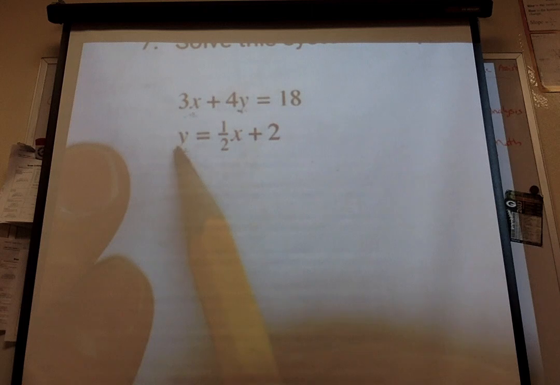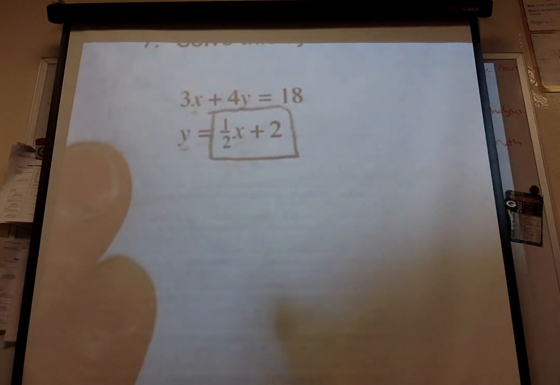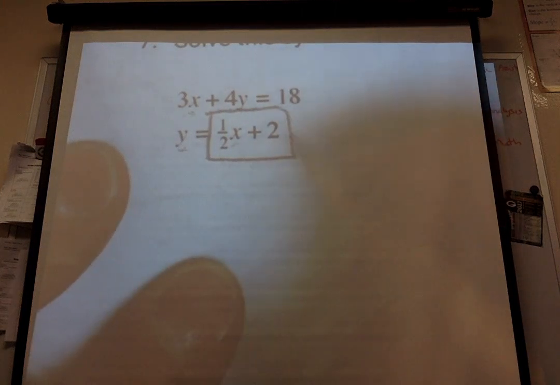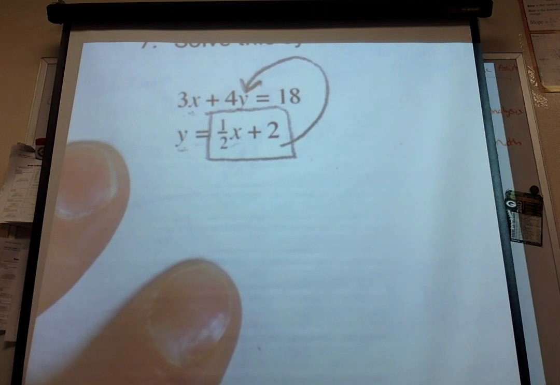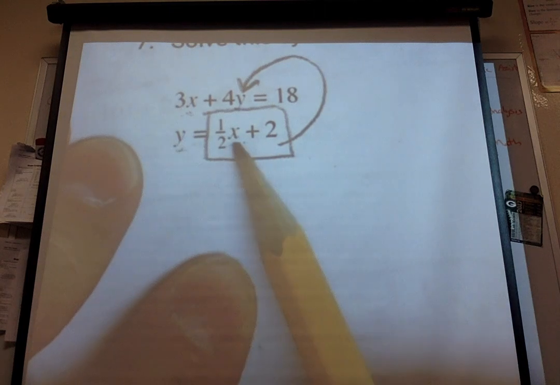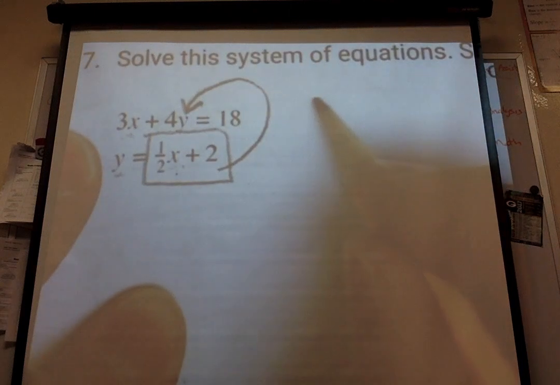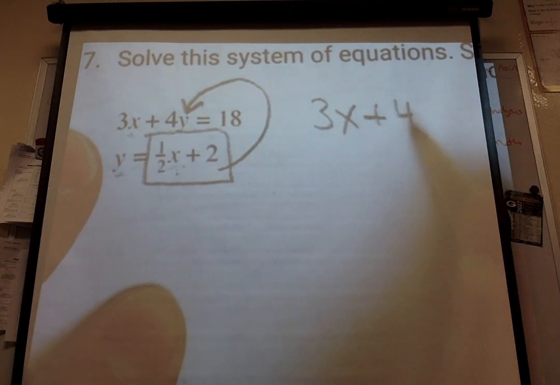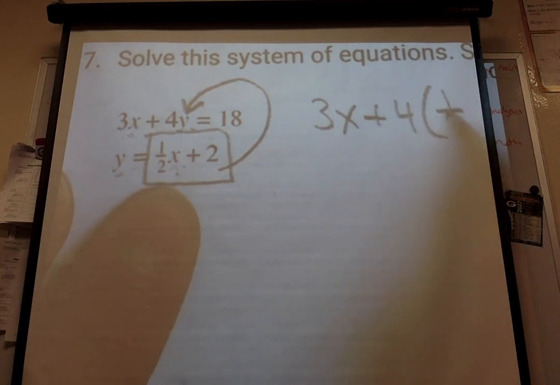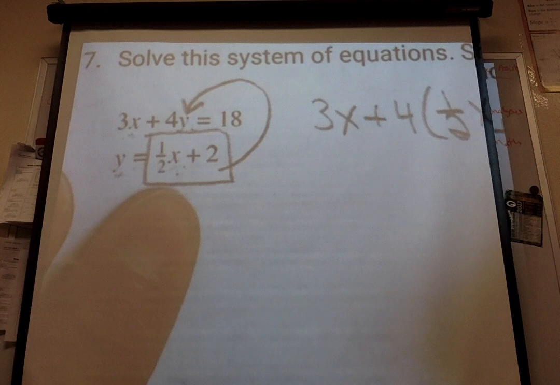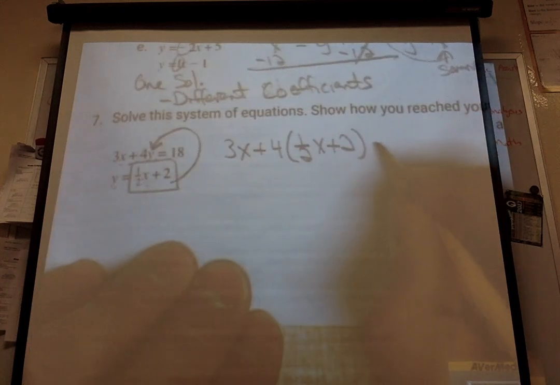So they're saying that y equals 1/2 x plus 2. So they're saying this whole chunk here, 1/2 x plus 2, is what y equals. So I'm going to use that, and I'm going to substitute it into my top equation, right where the y is, because that's what y is equal to. So I'm going to write that out. Using our top equation, it's going to be 3x plus 4 times y. Now our y is this whole chunk, 1/2 x plus 2. And we're going to set that equal to 18.